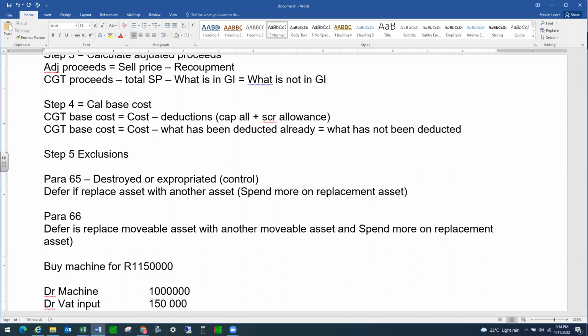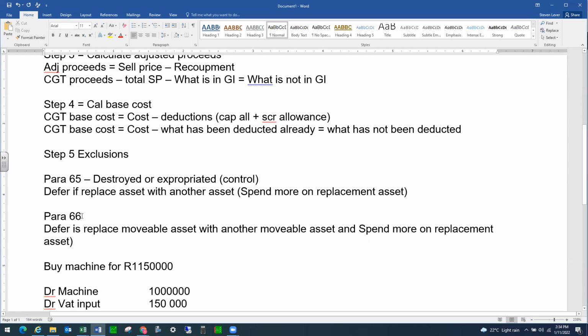There's a separate section, 13.3, for buildings, but normally you never do that until you get to postgrad. So there is an equivalent of paragraph 66, but that's when they want to kill you in a postgrad paper.